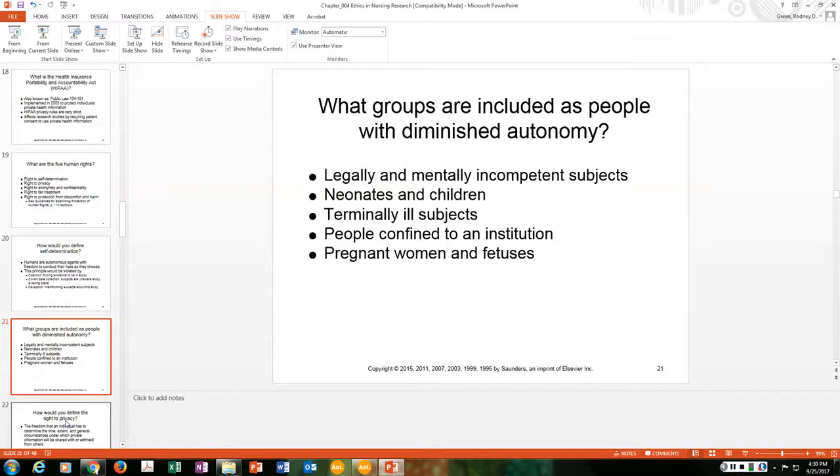So what groups are included as people with diminished autonomy? Those who are legally and mentally incompetent, neonates and children, terminally ill subjects, people confined to an institution, and pregnant women and fetuses.